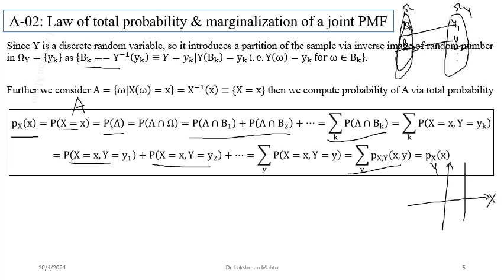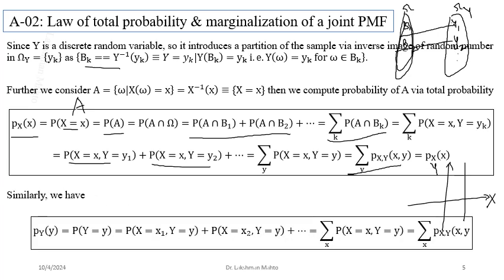How do you do that? You have to exhaust X. Likewise, you can find the probability mass function of Y by summing probabilities along the line Y equal to a small y. That means you are fixing Y and X is free to vary.